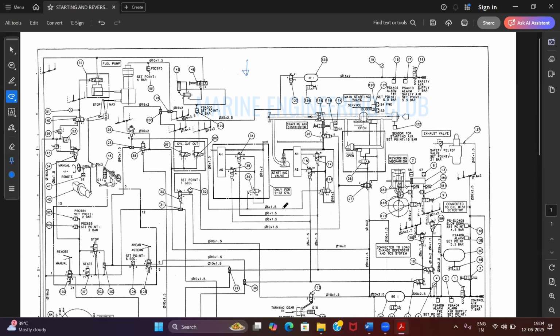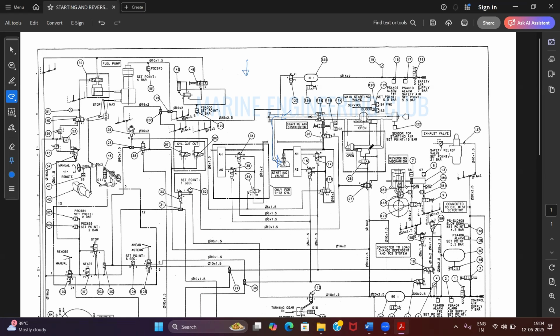So this is my starting air manifold. From here, the air is going, and this is my starting air valve. What was happening? His engine was only able to generate 11 RPM. It was not going more than that. He tried locally, from bridge, from engine room, everything. It did not go more than 10 RPM. Why was it not going?